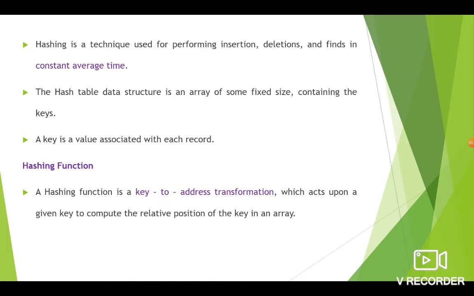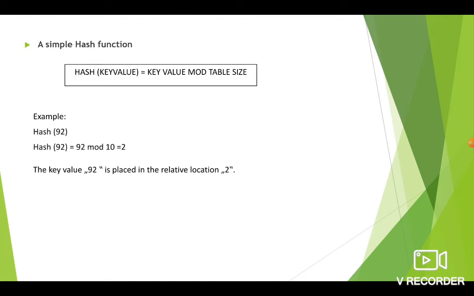To perform hashing, we need a hash function, that is, to fill the elements in the hash table data structure. It is a key to address transformation which acts upon a given key. Using the key, we are computing the relative position of the key in an array. So that is the use of the hash function.